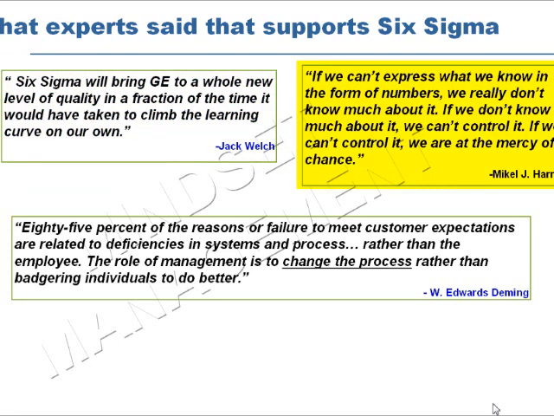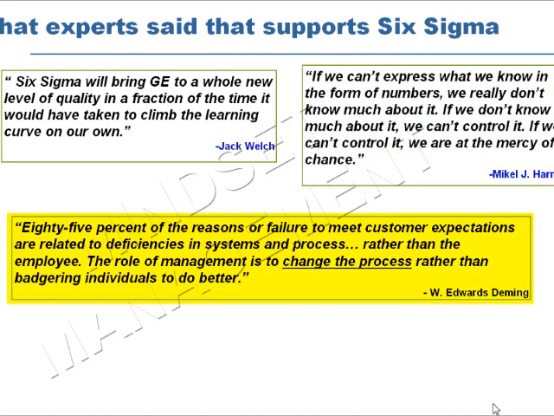Dr. Michael J. Harry, who managed the success of Six Sigma at Motorola, mentions this: if we can't express what we know in the form of numbers, we really don't know much about it. If we don't know much about it, we can't control it. If we can't control it, we are at the mercy of chance. He is credited to have created Six Sigma.